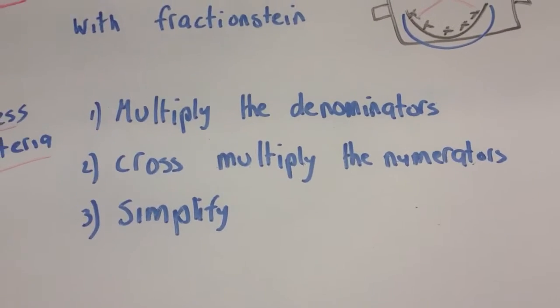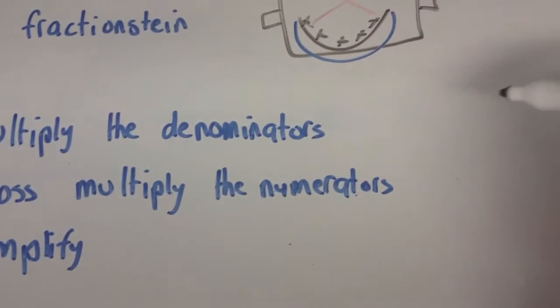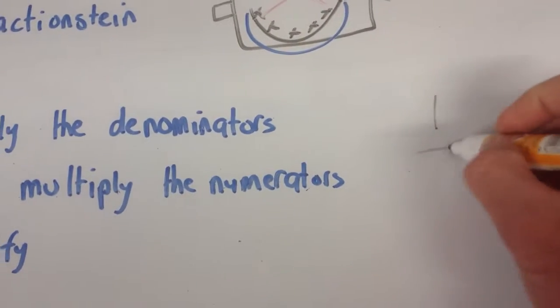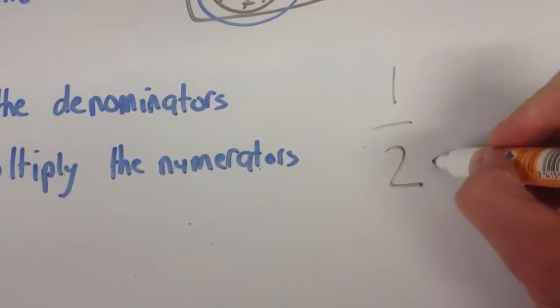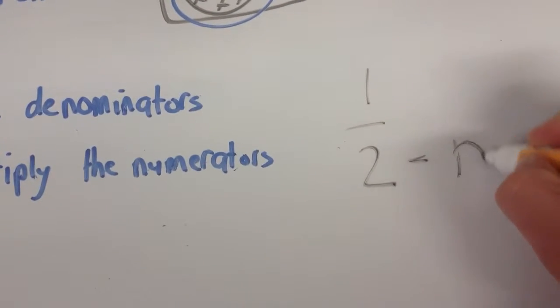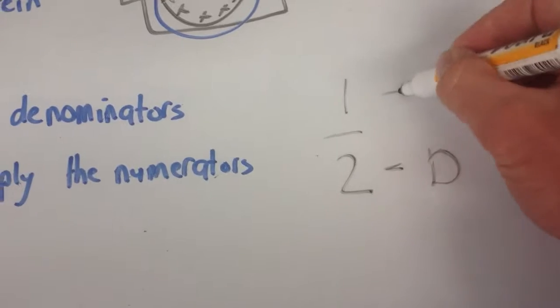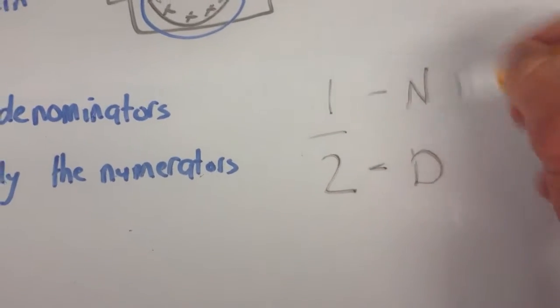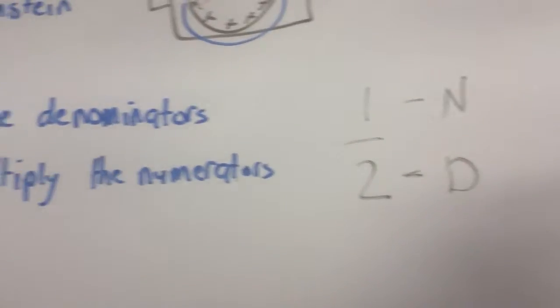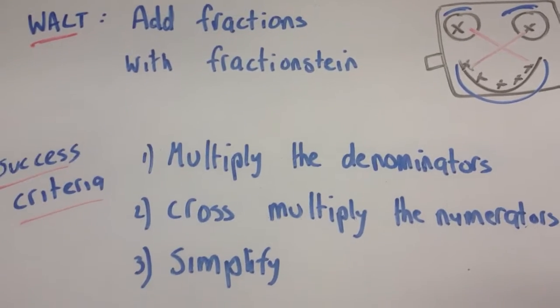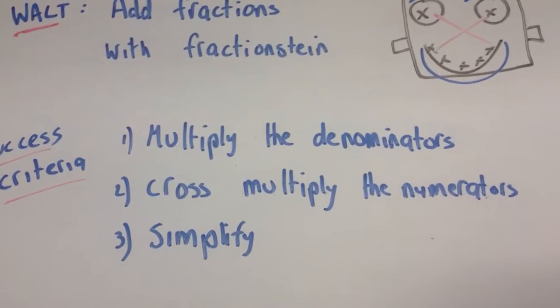Now just remembering that with a fraction, if we look at say 1/2, then this one here is the denominator, and I always remember denominator D for down or the bottom, and this one here is the numerator, the top one. So that's the way you do it. So add fractions with Fractionstein, and there's our success criteria.